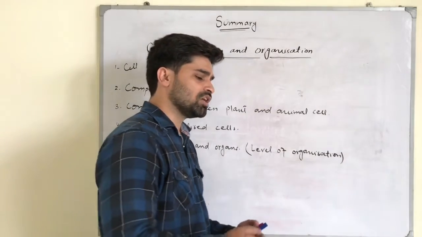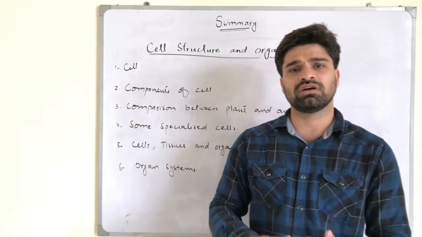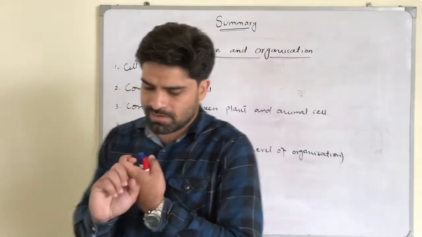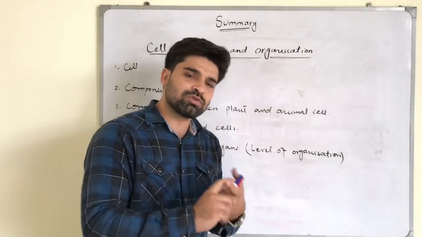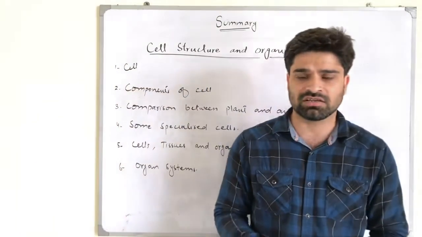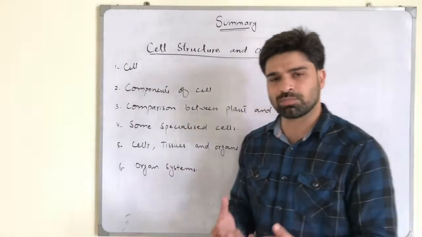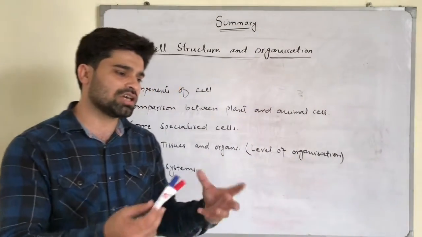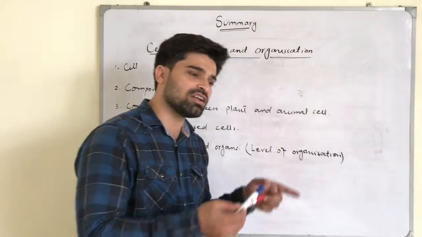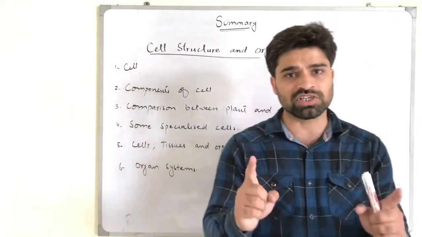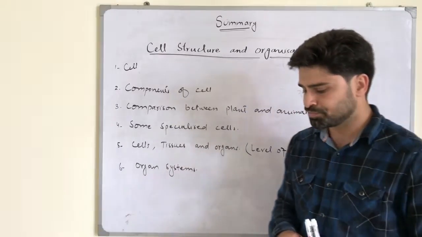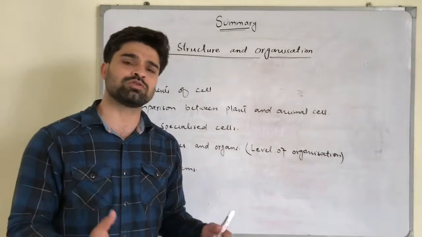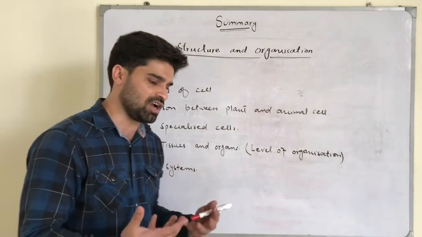Then we talk about the nucleus that controls the metabolism of the cell, and it contains the chromosomes, the hereditary material. And then we talked about the cytoplasm. Cytoplasm is basically the living part of the cell. All the metabolic processes occur in cytoplasm. They are controlled by the nucleus, but they occur in the cytoplasm. Then we talk about the cell vacuole. Cell vacuole basically is a storehouse for the sugar and different ions.